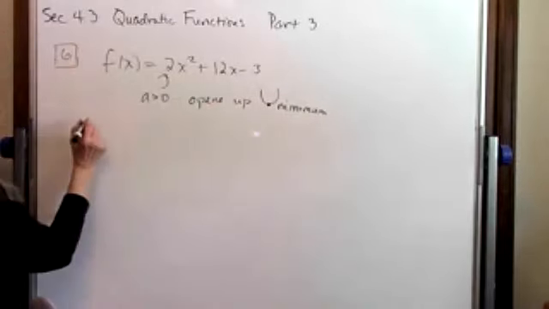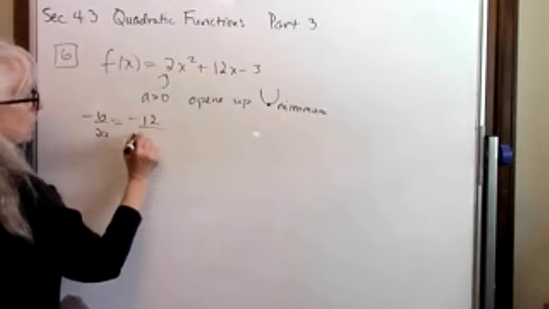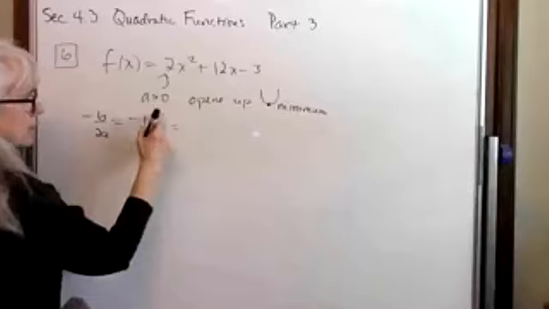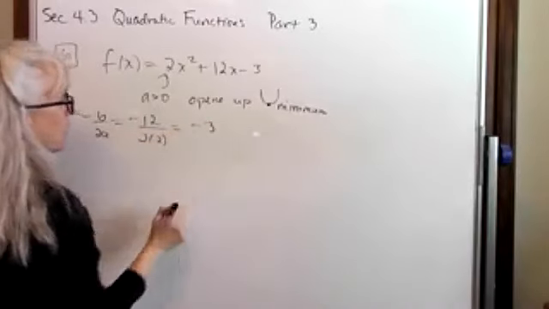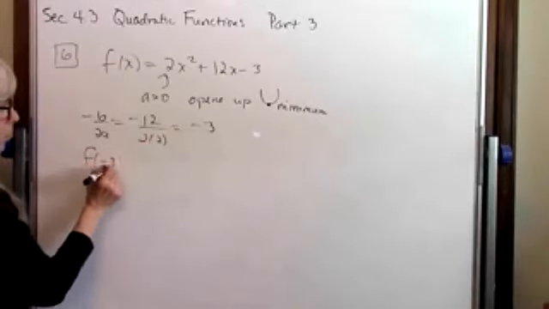So in order to find the minimum, we're going to do the negative b over 2a. So that's negative 12 all over 2 times 2. That's negative 12 divided by 4 is negative 3. That is the x coordinate of that minimum. What they're asking for, though, is the y coordinate.